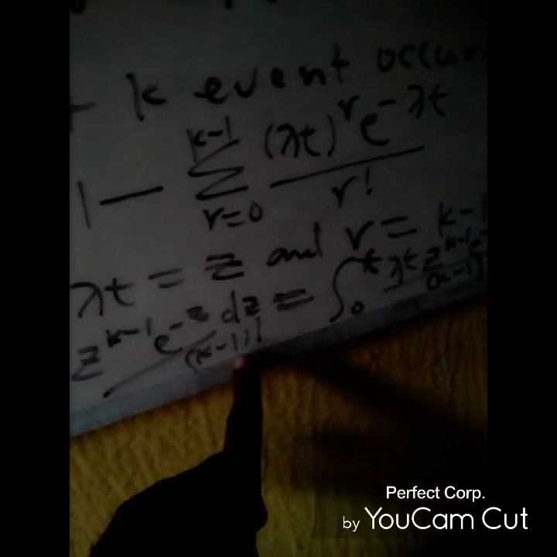In place of lambda t, we have z. In place of r, we have k minus 1. E raised to power minus z over k minus 1 factorial dz, which will now give us this. And this is what is called the gamma distribution.